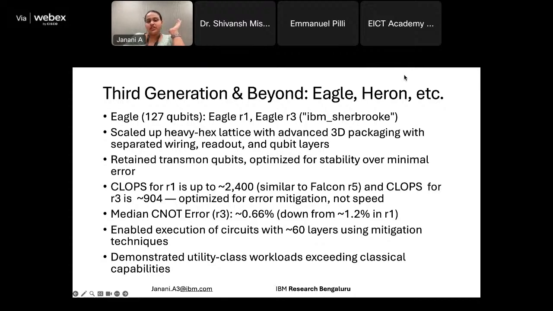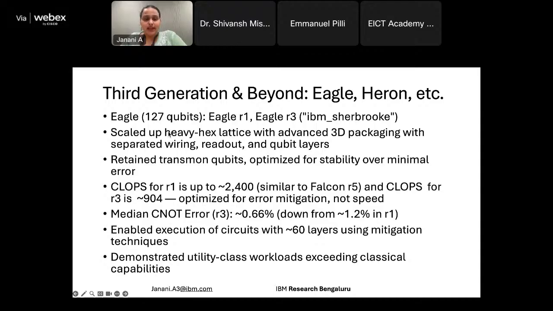So now when you come to the third generation and beyond, Eagle, Heron, etc. If you had attended QT-03 or 4 at some point, we discussed a few points about the Eagle and the Heron architecture. But let us do it again because this is very important. In Eagle, you have the first processor where we went up to 100 qubits. So you have 127 qubits on an Eagle processor, and you had R1 and R3. This R1, R3 basically corresponds to something called a revision, which we will look at in upcoming slides when we look at each chip individually.